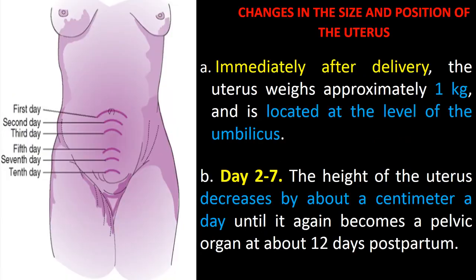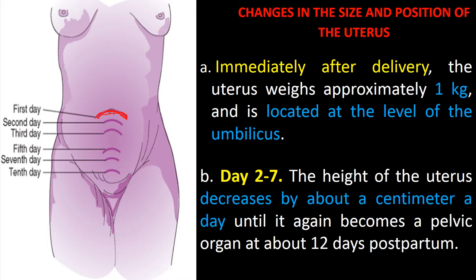We also have the changes in size and position of the uterus. Immediately after the baby is born, the uterus weighs approximately 1 kilogram and is located at the level of the umbilicus. If you look at this drawing, during the first day of the postpartum period, the uterus is usually seen at the level of the umbilicus. You can feel the fundus of the uterus at this level.